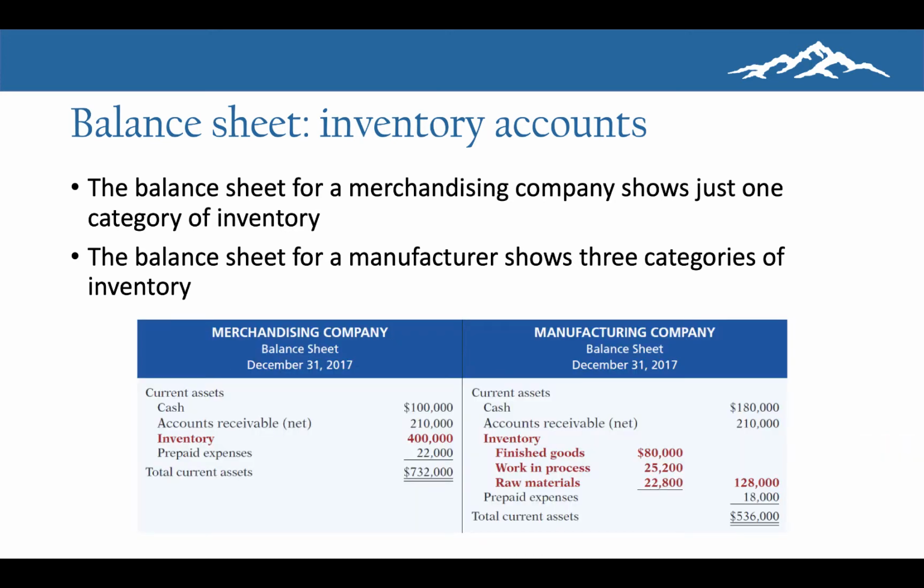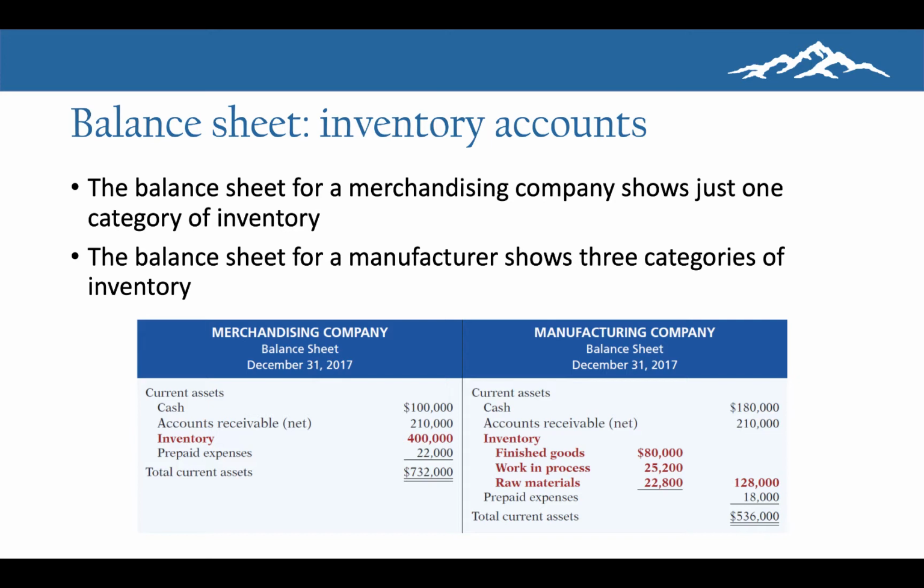And then here's just a quick example. You'll see on the left some merchandising company. You have inventory. On the right is a manufacturing company. You'll have inventory with finished goods, work in process, raw materials. So your inventory is just a little more detailed.